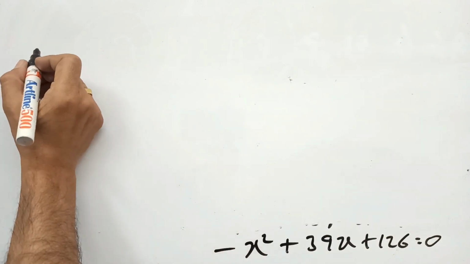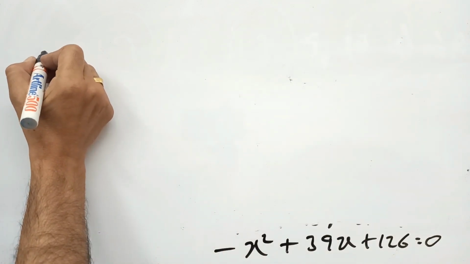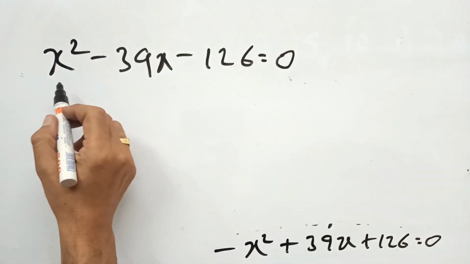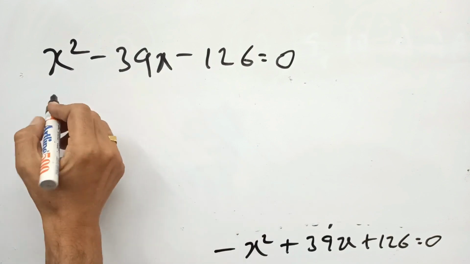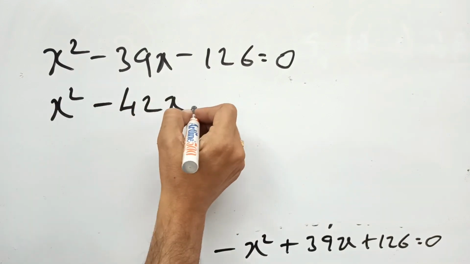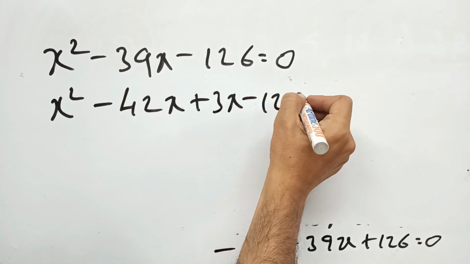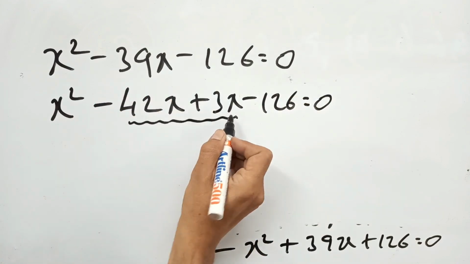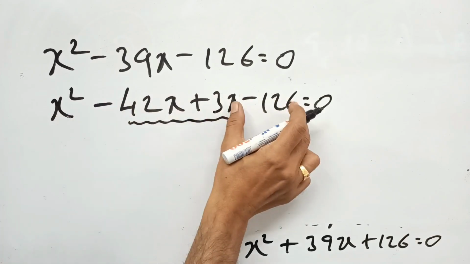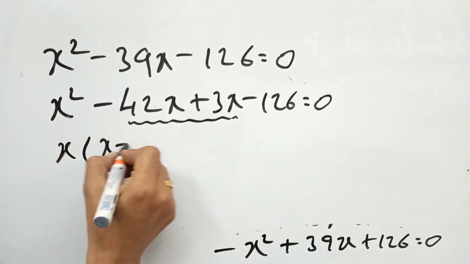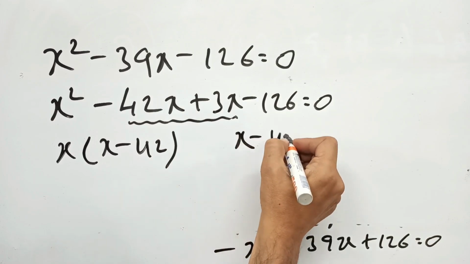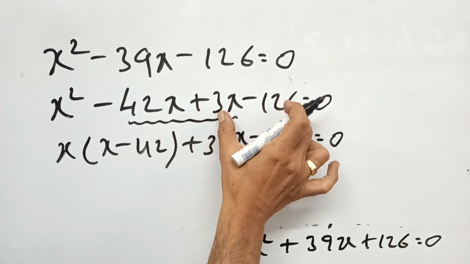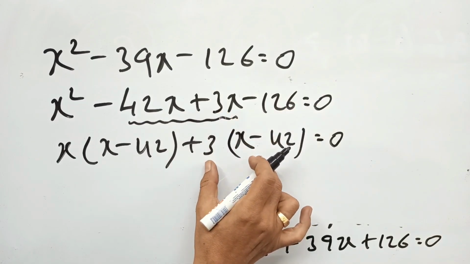तो देखिए स्टूडेंट, यहाँ इसको -1 से मल्टीप्लाई करके मैं लिख रहा हूँ. ये स्टैंडर्ड फॉर्म में कन्वर्ट होगी. अब इसको हम स्प्लिट कर सकते हैं. 39 को हमने स्प्लिट कर दिया 42 एंड 3 में. इसकी पेयरिंग करके कॉमन ले लें हम. इस पेयर में x कॉमन लिया और इस पेयर में हमने 3 कॉमन लिया.